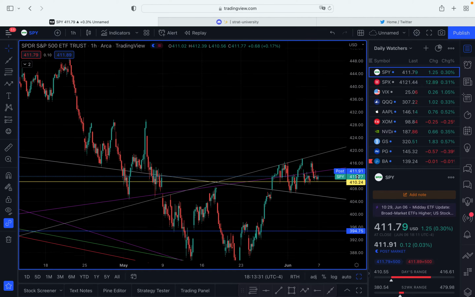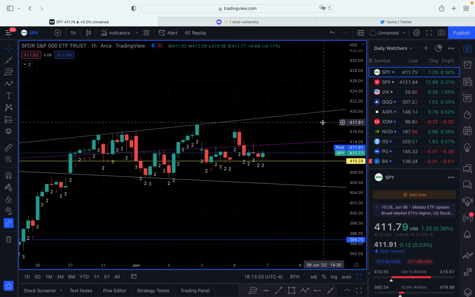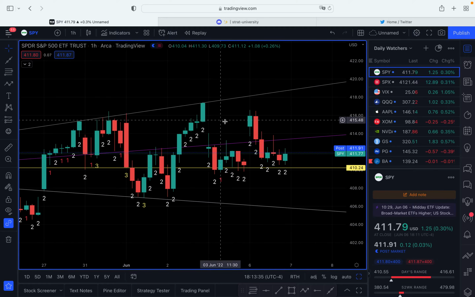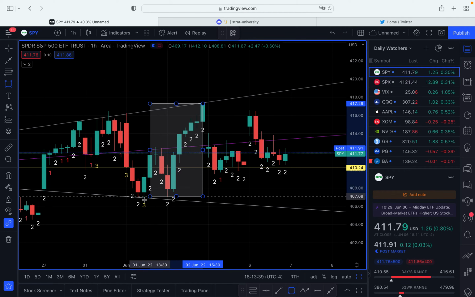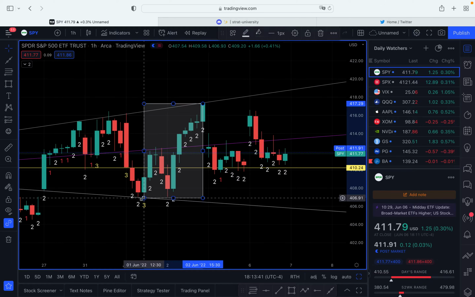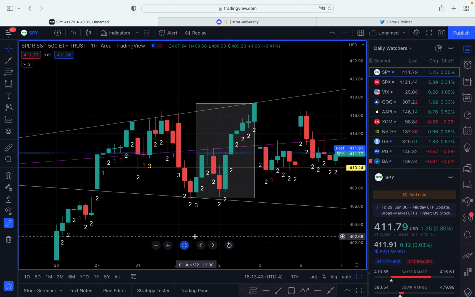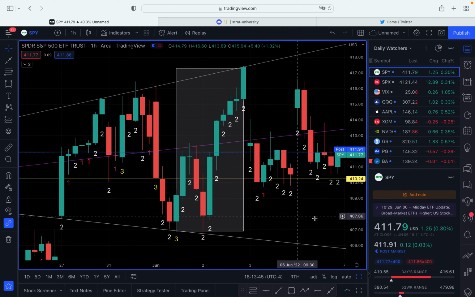It's a little easier to see on the hour. We know why they exist. It is the outside bar phenomenon. Rob says that this is not a technical setup. It is just a phenomenon that happens over and over again with price action, right? So this is an easy way to look at it.